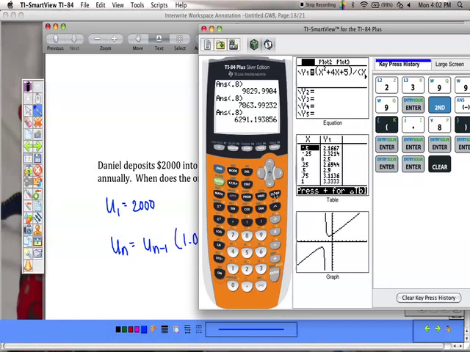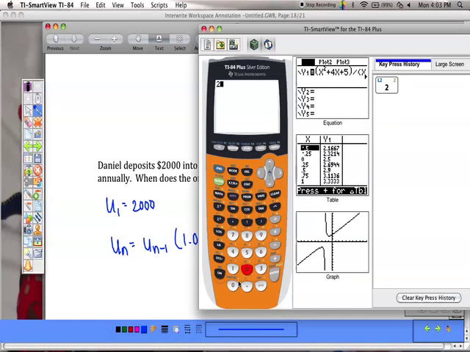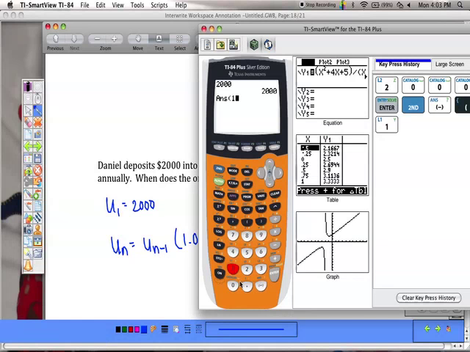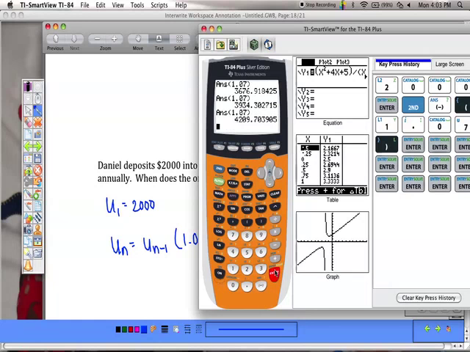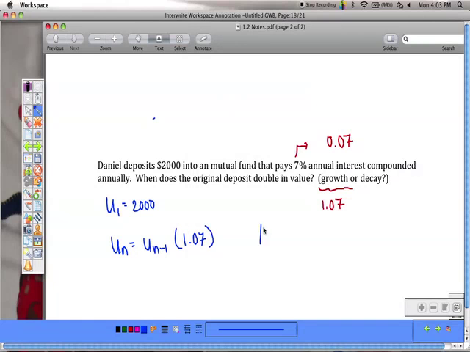So let me clear this. Alright, so start with $2,000, hit enter. And we'll use our answer key to represent use of n minus 1. We're going to multiply that by 1.07. Okay, so we want to find out how many years it takes for our value to double or to be $4,000. So every time I hit enter, that's another year. So here's 1 year, 2, 3, 4, 5, 6, 7, 8, 9, 10, 11. Alright, so between the 10th and 11th year, by the 11th year, you've doubled your money. So this takes 11 years.